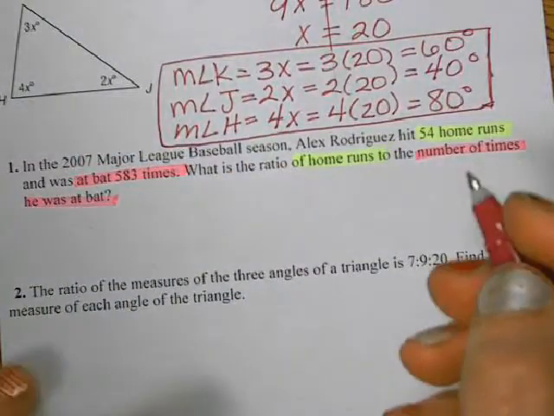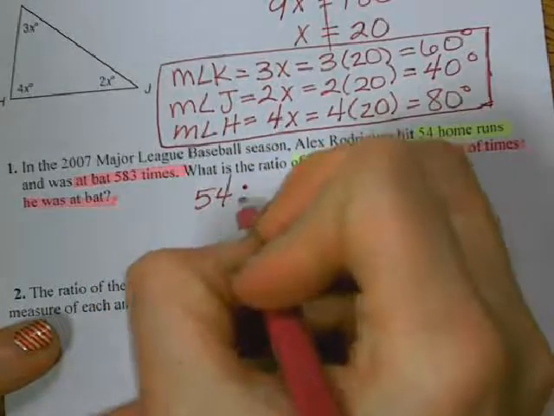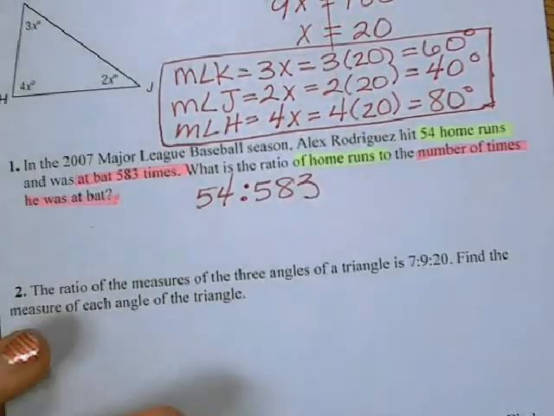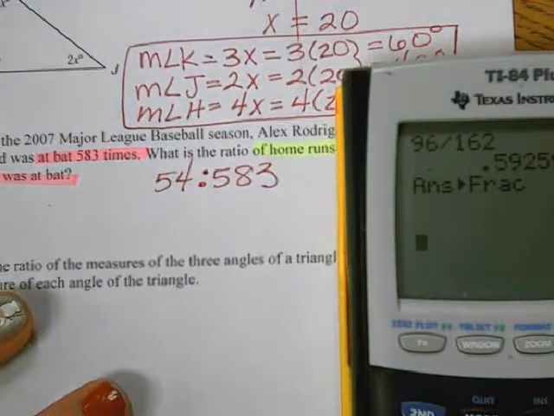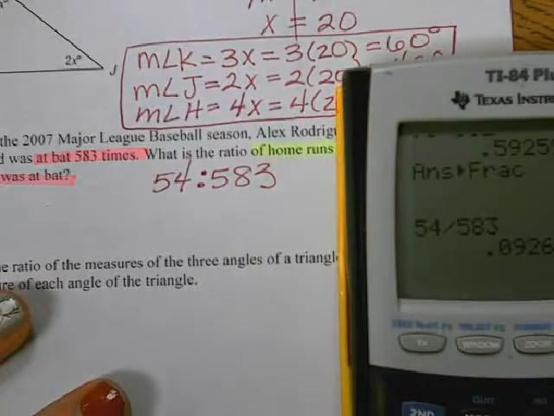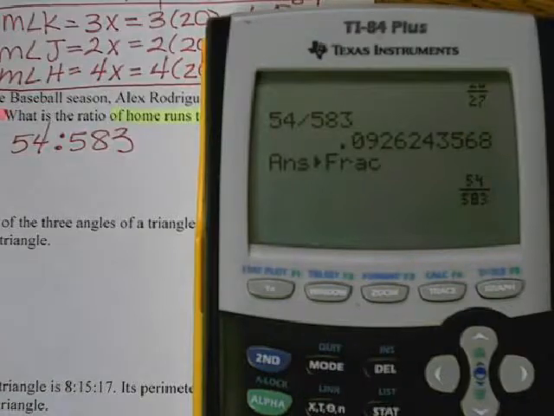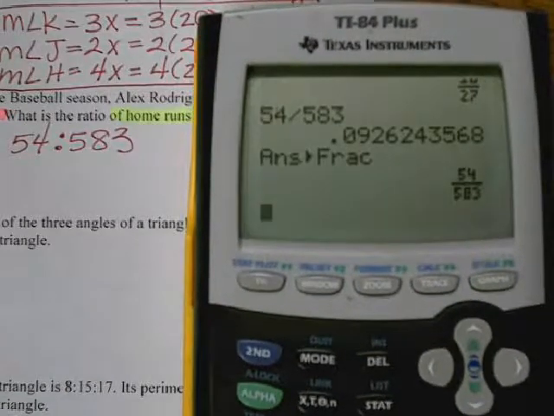Okay, so we're going to say home runs is yellow, so that's 54 to 583. And then we just have to make sure that that is in simplest form. So we say 54 divided by 583, and then we push math, enter, enter, and sure enough, it is already in simplest form, so we're good to go. Okay.